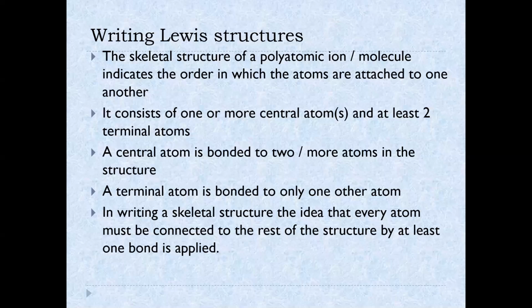And in doing that, the first step is that you have to know the central atoms. When you have a molecule, the first thing you need to do is to identify which are the central atoms and which are the terminal atoms. How do we identify the central atom? A central atom is bonded to two or more atoms in the structure. So when any atom in the structure is bonded to two or more atoms, that is the central atom.